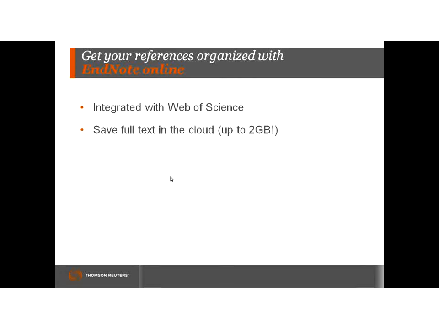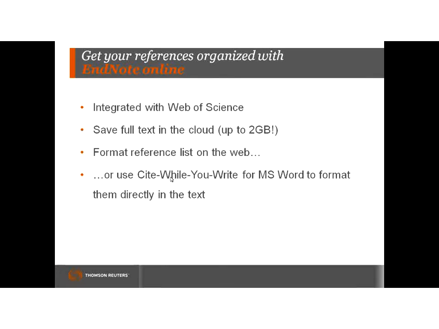Just to sum up what EndNote Online is: it's integrated with Web of Science, and you can save the full text in the cloud up to 2 GB. You can format reference lists on the web, and you can use the plugin on Microsoft Word or even on Mac to format the references directly in your final text. And it's free, and you can access it anywhere.